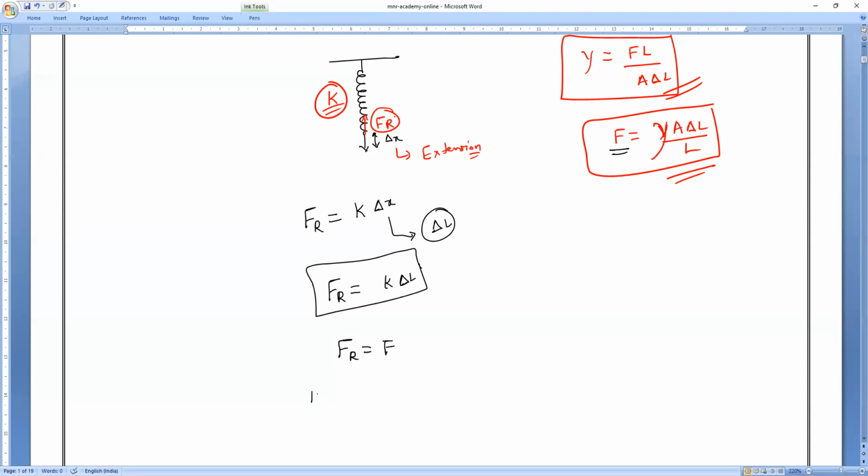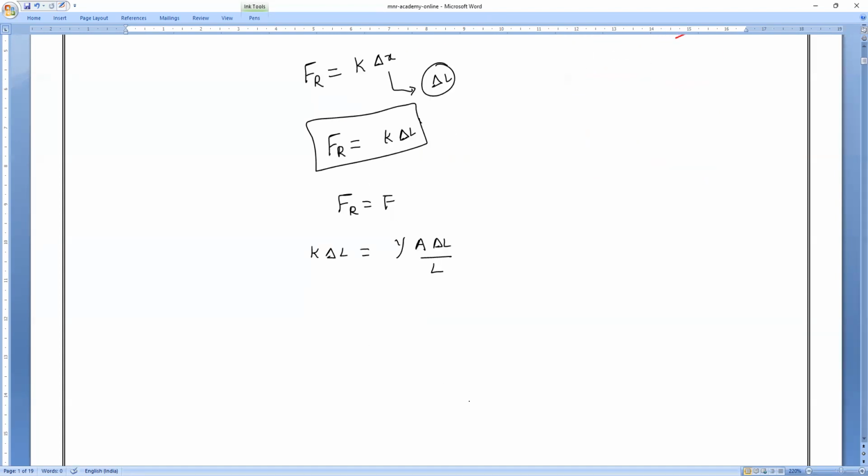If I equate both, K into delta L is equal to F, which is Young's modulus into A into delta L divided by L. Any problem, you can ask me. Are you clear, everyone? Yes, sir. Now delta L and delta L will get cancelled. So from that I will get K is equal to Young's modulus into A divided by L. So this is the K. All of you remember this.